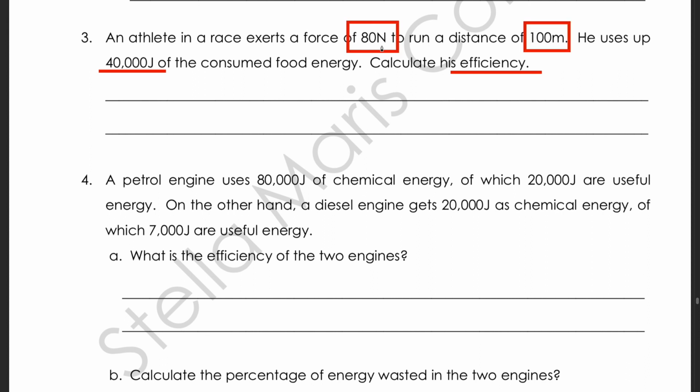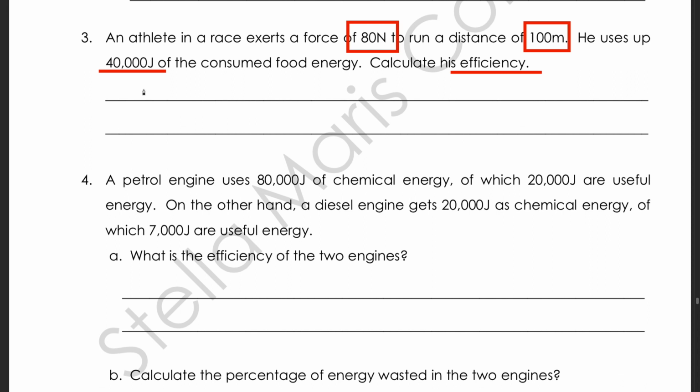And we've learned that when I have a force and a distance, I can multiply them together to figure out the work done, which we said can sometimes be referred to as the amount of energy transferred. So what we have to do here is first multiply the 80 by 100 to get the work done that the athlete is doing. And then we have to figure out the efficiency by comparing it to the 40,000.